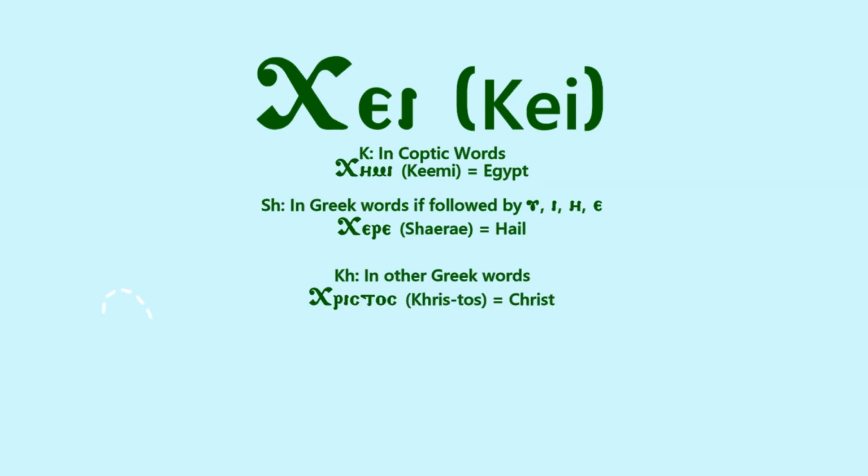The other letter K is going to be pronounced as a K sound in all Coptic words, like in the Coptic word Kimi, which means Egypt. It's going to be pronounced in SH sound in Greek words that are followed by an epsilon, iota, eta, or an E. So like the word sheri, which means hail. And in other Greek words, it's going to be pronounced as a KH sound, so like in Arabic kha, so like the Greek word Christos, which means Christ.